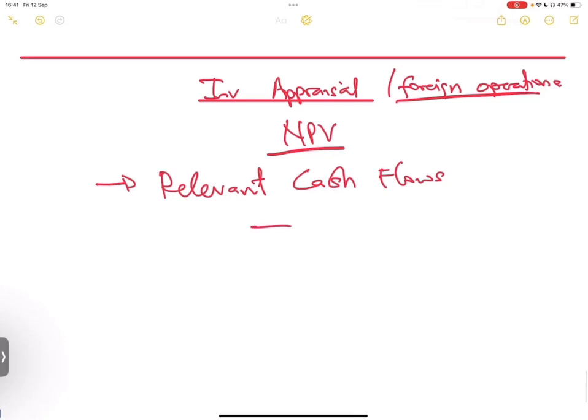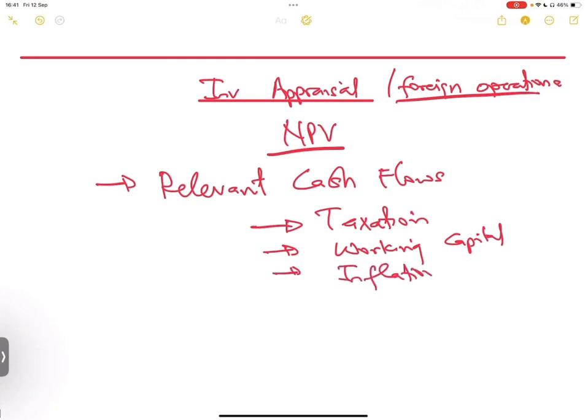Remember, in FM, those factors we consider things like taxation. So you already know how to deal with taxation in a local country, like your capital allowances, your tax rate, and all of that. Working capital, we've dealt with that before. Inflation, you remember. And I recommended last class that you can go back to those NPV videos in FM on my channel if you want to do some revision or if you struggle at all.